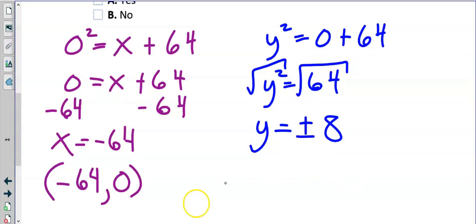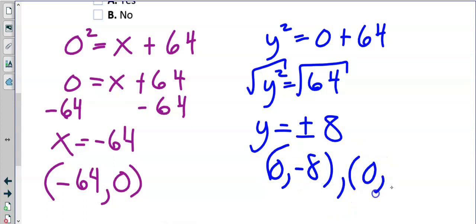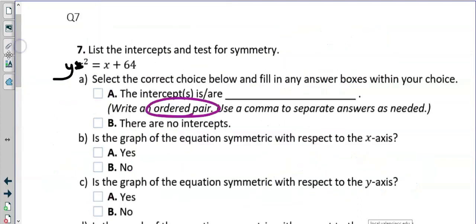So what are my answers then for the y-intercepts? 0, negative 8, and 0, comma 8. There you go. 0, comma negative 8 and 0, comma 8. Do you know if it wants them in a specific order on the website? It shouldn't. It just says, give me the intercepts, and you put commas between those answers, as long as it has all the commas.